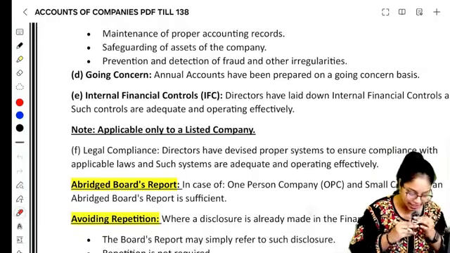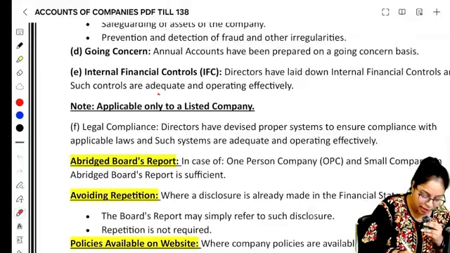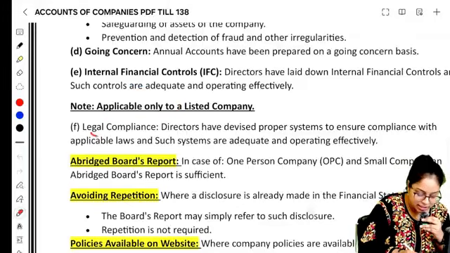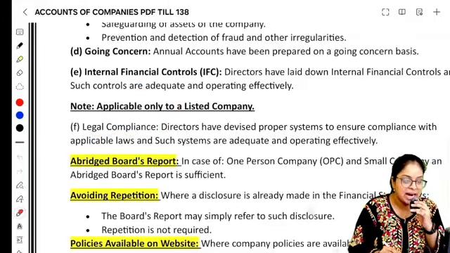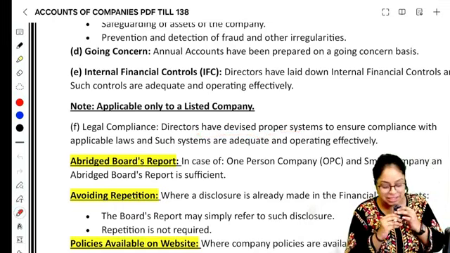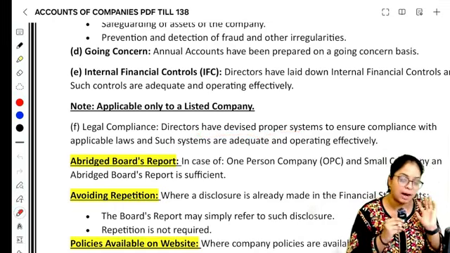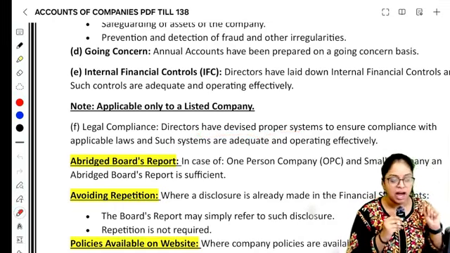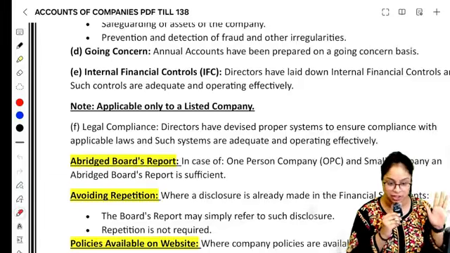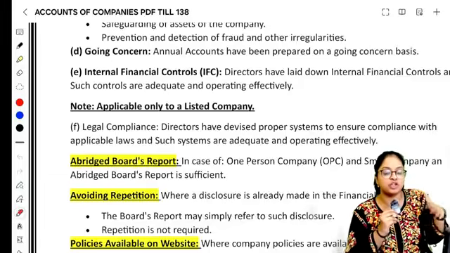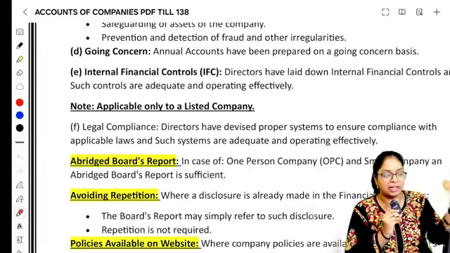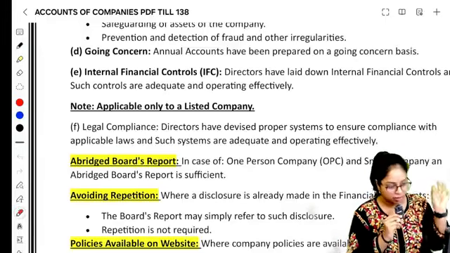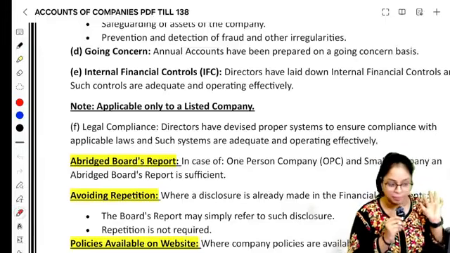And in case you are a listed company, then there's one more point, there's legal compliance. Directors have devised a proper system to ensure that all the laws are being complied with. For example, PF or ESI, timely payment pandrathu, we have a system that is ensured. We are ensuring that all the provisions of the law have been complied with. Abdina, they have to give an additional point in their director's responsibility statement.